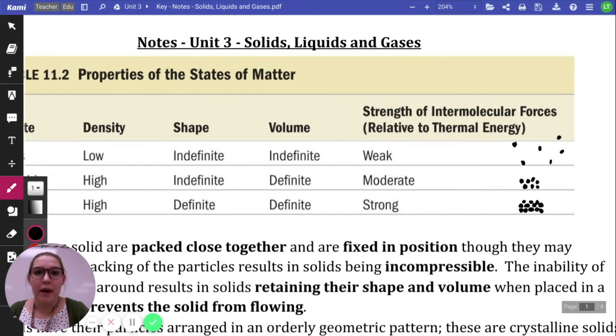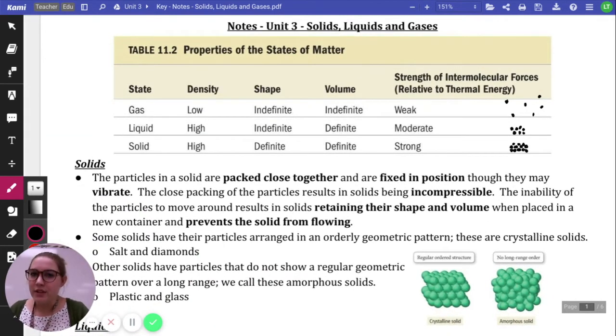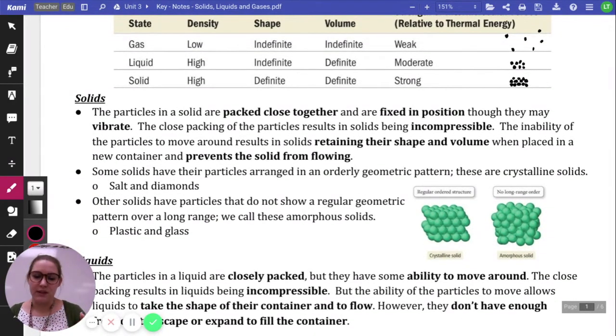Liquids are held together by moderate forces. There's still some pretty strong forces of attraction there. It still takes quite a bit of energy to overcome those forces of attraction. And then solids have extremely strong forces of attraction holding them together. Okay, so now let's go through the phases of matter specifically. We're going to start with solids.